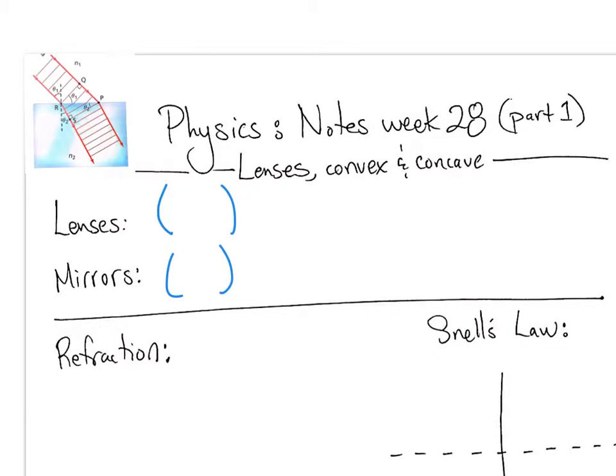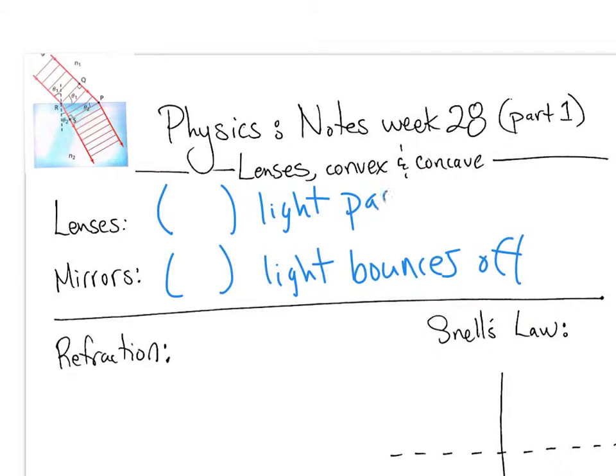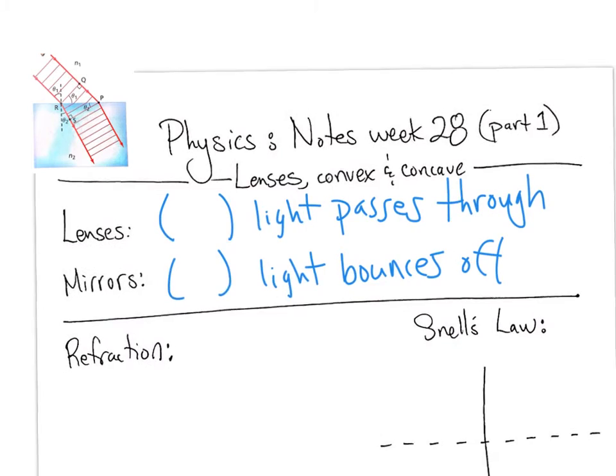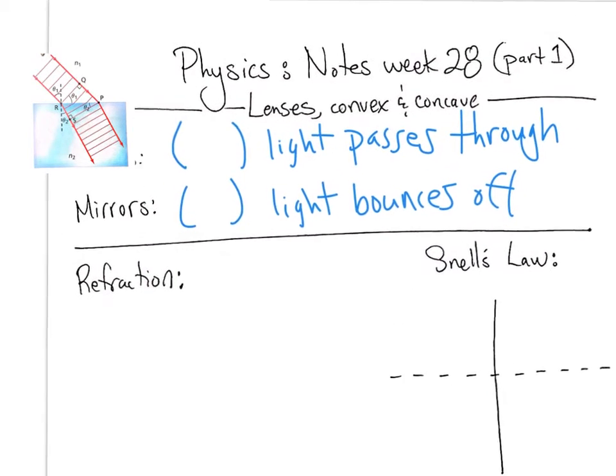The main difference is that light bounces off, and this is going to seem straightforward, but it definitely plays a role in our understanding. So for mirrors, light bounces off them, and for lenses, light passes through them. And other than that, they behave very similarly in terms of the equation to find distance to image and distance to object and the ray diagrams and that kind of thing.